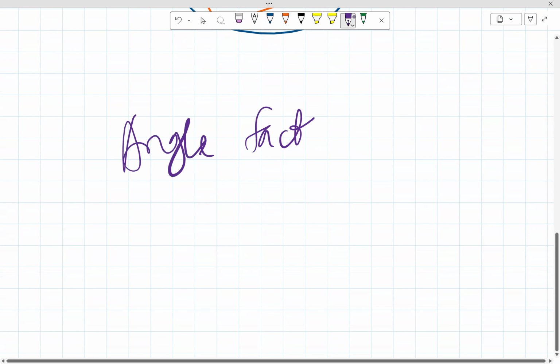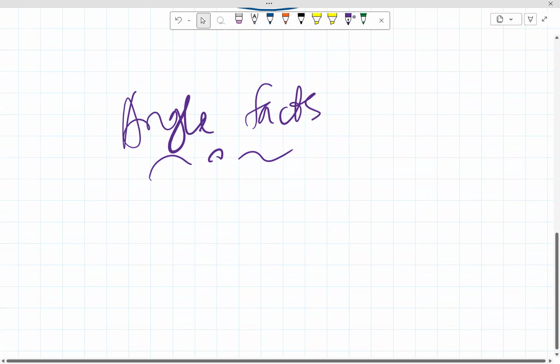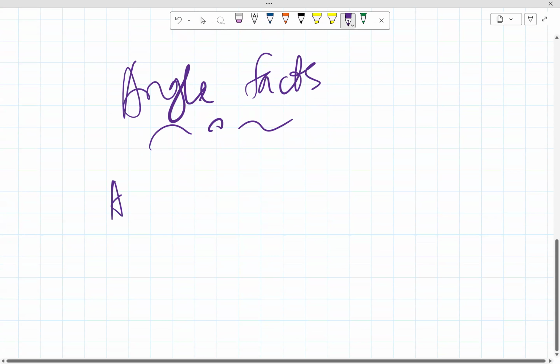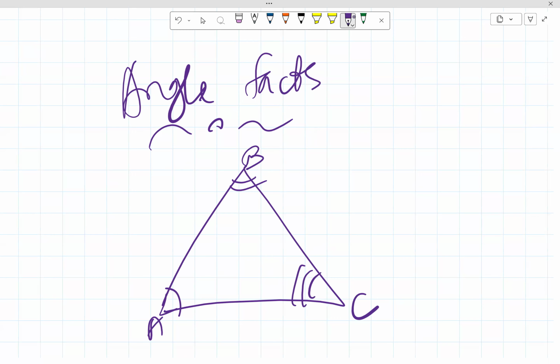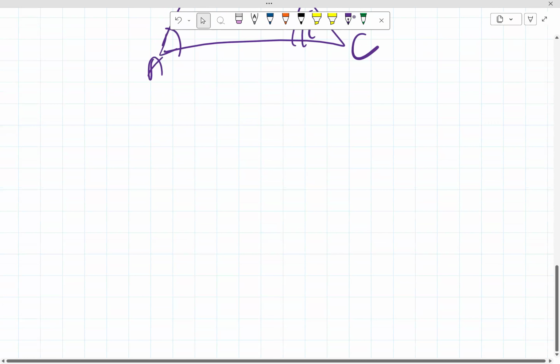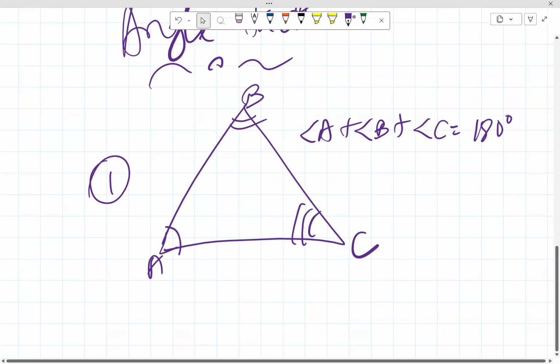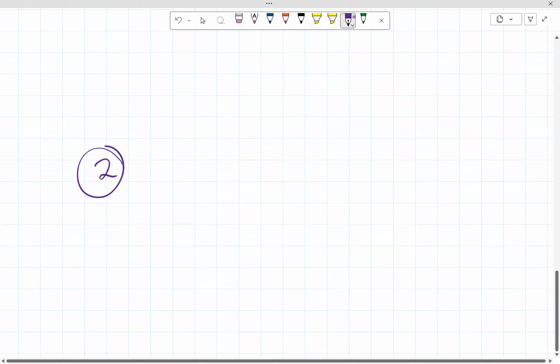Now we've used this a lot previously. So the first fact is that angles in a triangle add up to 180 degrees. So if you have any triangle at all, say this one with angles A, B, C, we say that angle A plus angle B plus angle C is equal to 180 degrees.